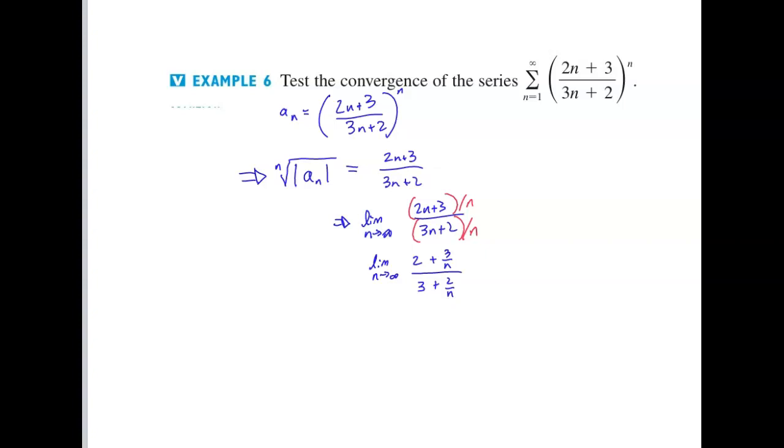And then as n approaches infinity, 3 over n goes to 0, 2 over n goes to 0. Our constants stay constant, right? And this evaluates to 2/3. All right, so what does the root test tell us? Convergent. So I'm going to just say, therefore, sigma a sub n converges by the root test.